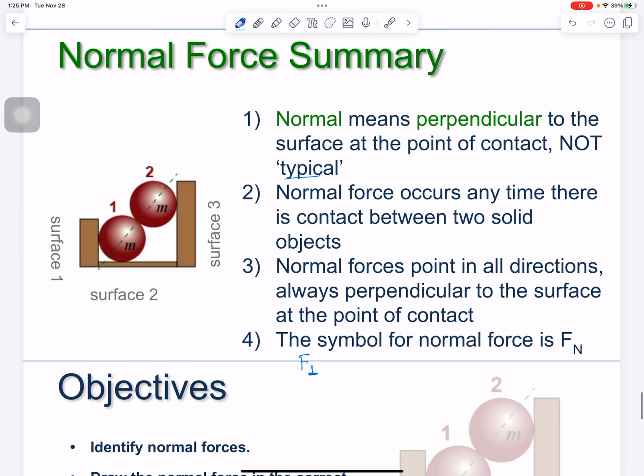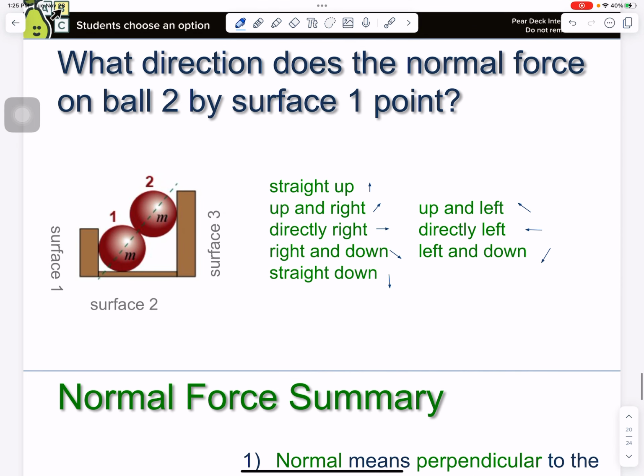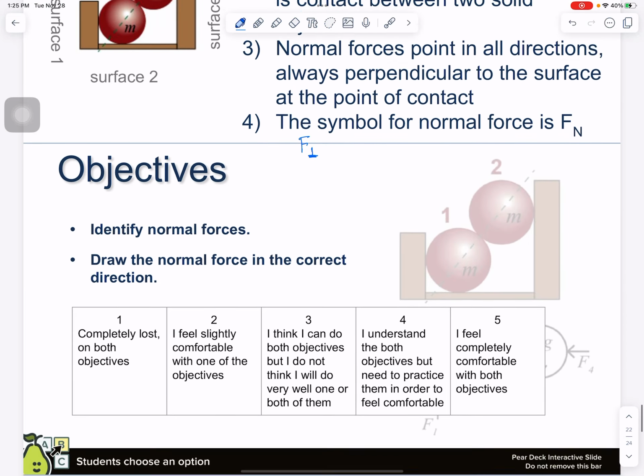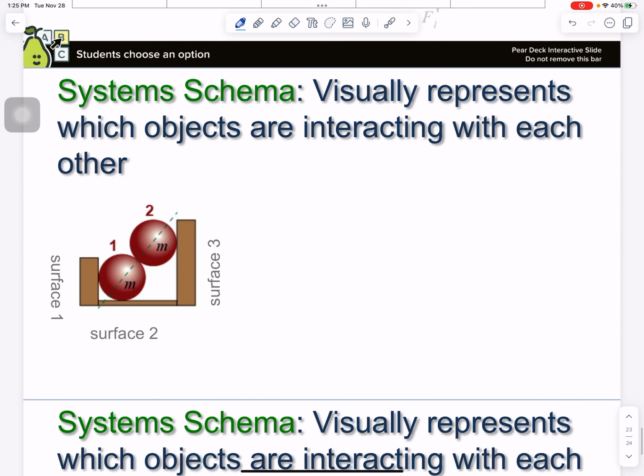Okay, so this one I said was a trick question, and we have kind of a visual aid to help us know what things are interacting with each other and whether or not there's going to be a normal force. We do something called a system schema, or the bubble diagram, and it visually represents which objects are interacting with each other, and that will help us solve force problems. So the first thing you do is you put all objects in bubbles. So we've got ball 1, you write it out, put it in a bubble.